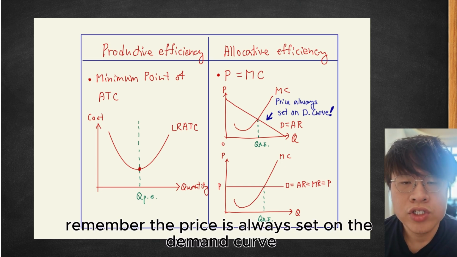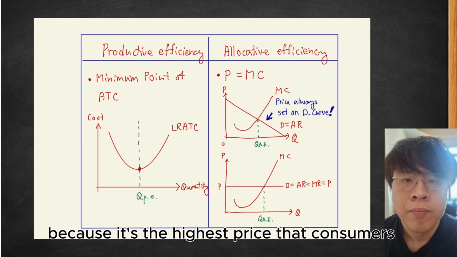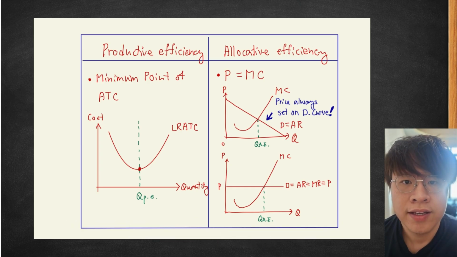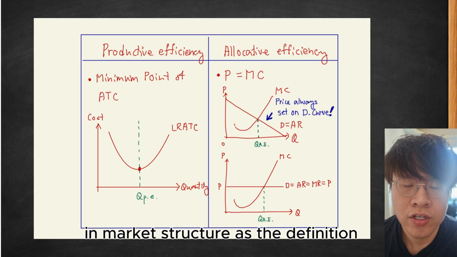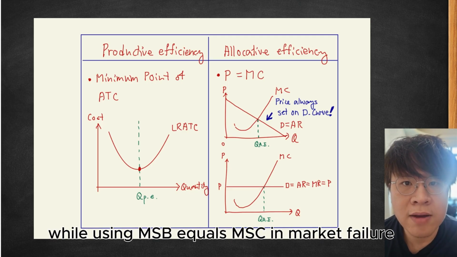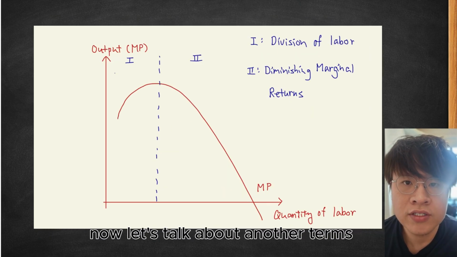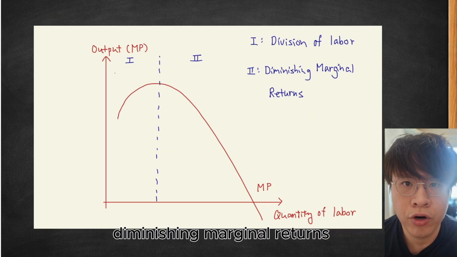Remember, the price is always set on the demand curve because it's the highest price that consumers are willing and able to pay. You should use price equals marginal cost in market structure as the definition, while using MSB equals MSC in market failure. Now let's talk about another term, diminishing marginal returns.